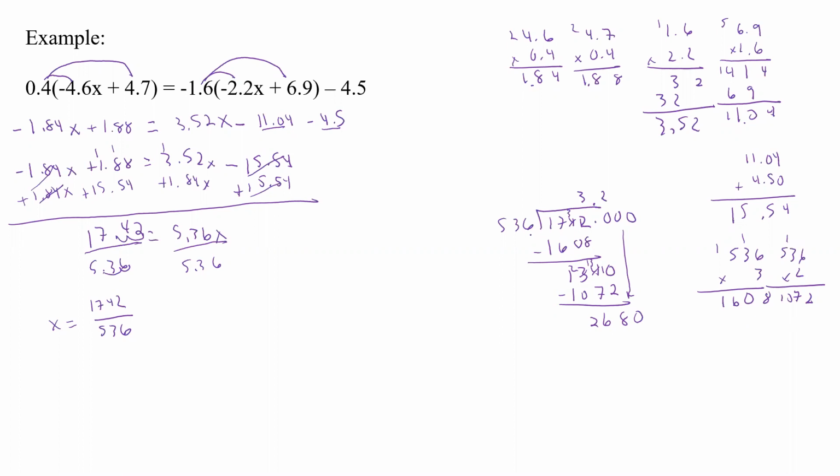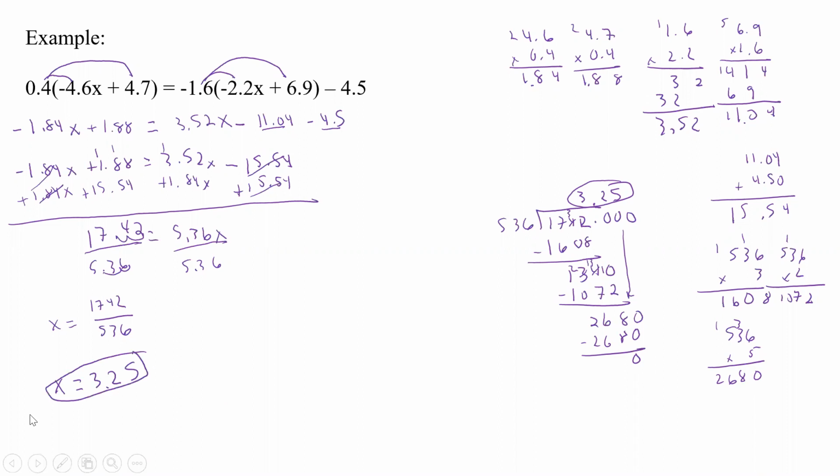If I take that times 5, that'll give me a 0 there. So 536 times 5, that's going to be 30. That's going to be 15, 16, 17, 18, 25, 26. So it's a 5, and that gives me 2680. Subtract that, that's 0. So that is my answer. So x equals 3.25. And again, I'll leave the check to the student.